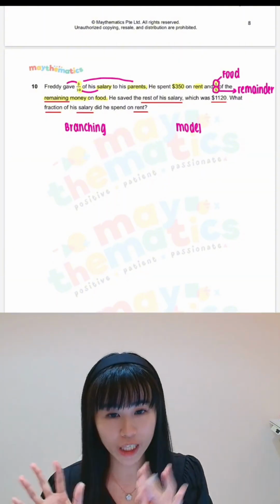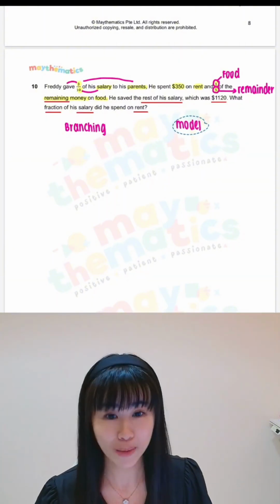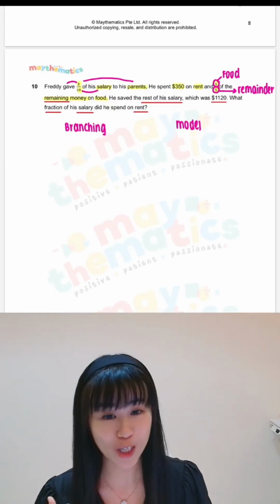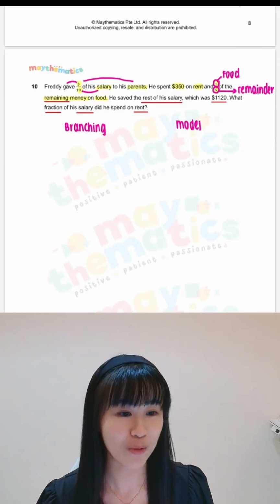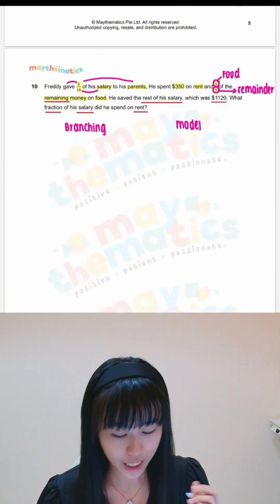Now, I'm going to reteach these 2 methods again. I hope that y'all are receptive to both methods, because sometimes branching is better, sometimes model is better. So I'll show 2 methods, then y'all learn. So branching, how do we do it?